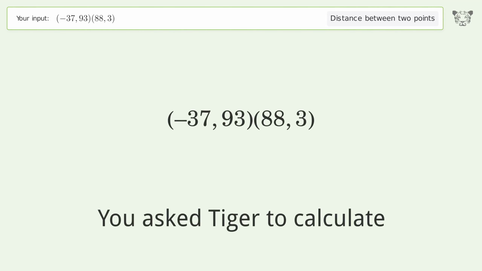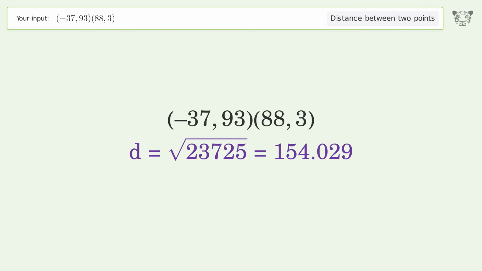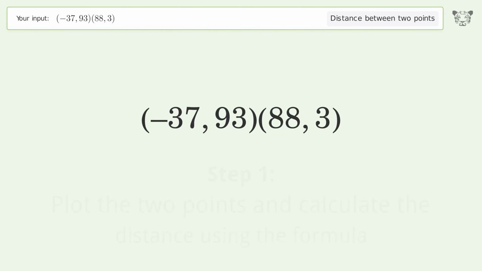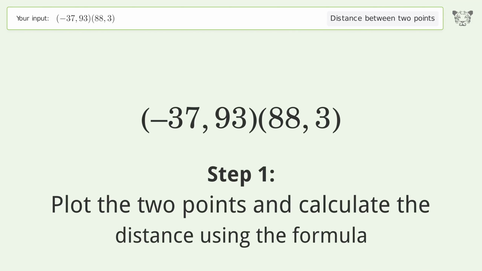You ask Tiger to calculate. This deals with the distance between 2 points. The distance between the 2 points is the square root of 23,725 or 154.029. Let's solve it step by step. Plot the 2 points and calculate the distance using the formula.